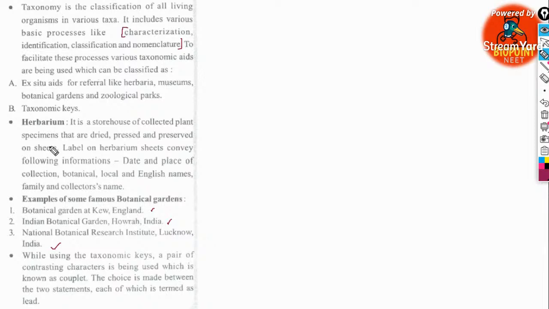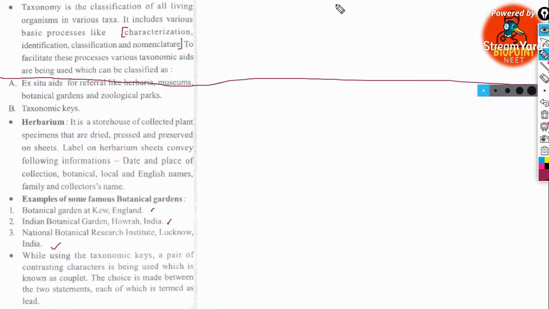Hope the screen is clear for you all, without any blur issue or anything. Just wait till the end of this session, after discussing some questions. A few questions are there at the end of this session. We will discuss that. So just leave that about this taxonomy. I will explain that once again. Now we are focusing on these taxonomical aids.